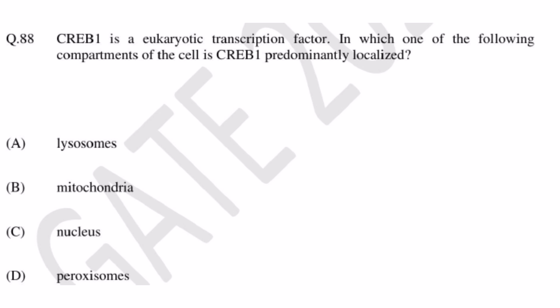Then next one, CREB1 is a eukaryotic transcription factor. In which one of the following compartments of the cell is CREB1 located? So it is located in the nucleus. CREB1 is cyclic AMP response element binding protein 1.